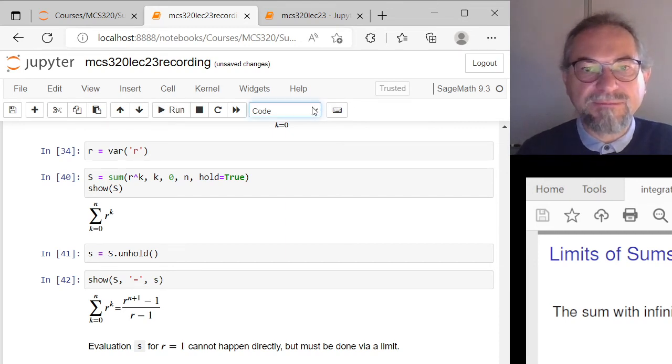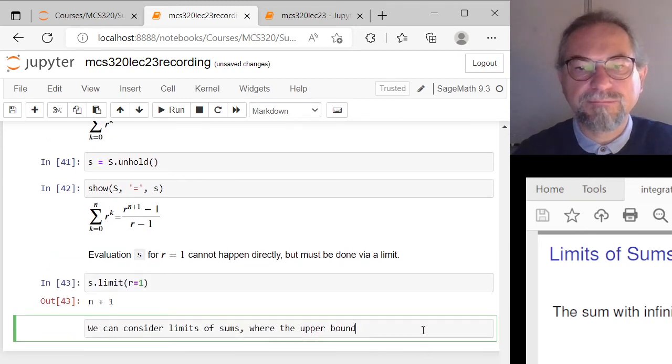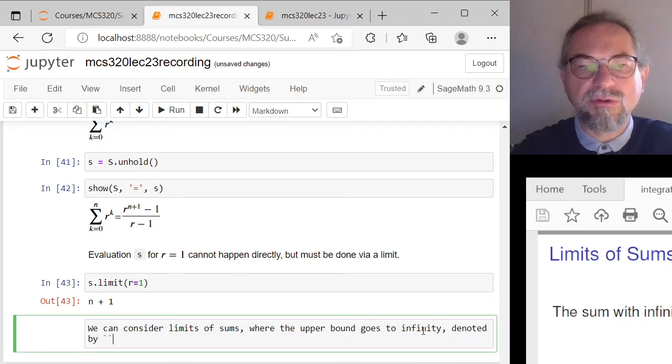So let me look at another limit. So we can consider limits of sums where the upper bound goes to infinity. So the infinity in SageMath is denoted by the double O.